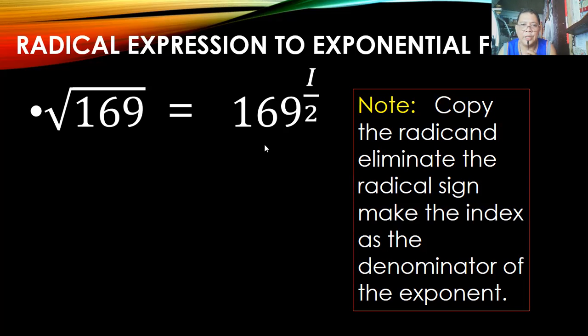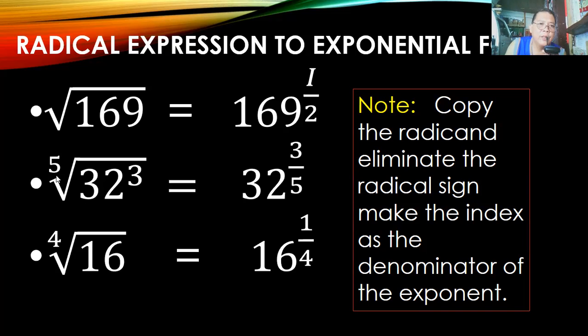Then your radical becomes the exponential form. Another example, we have this 5th root of 32 cubed. You have to copy the radicand 32 here, and then eliminate the radical sign. So tanggalin natin ito radical sign. We are going to use this 3 as our numerator over the index, which becomes the denominator of the exponent, which is 5. So radical nagiging exponential form na.